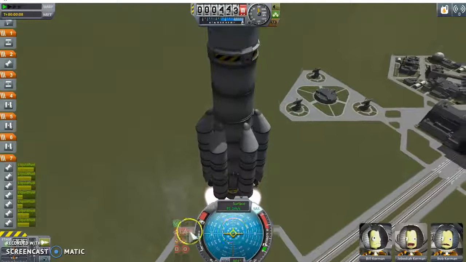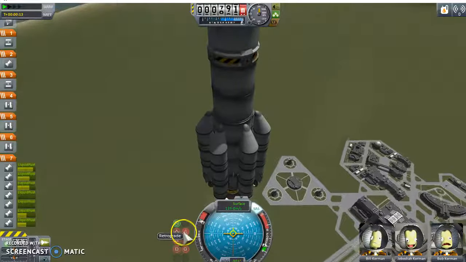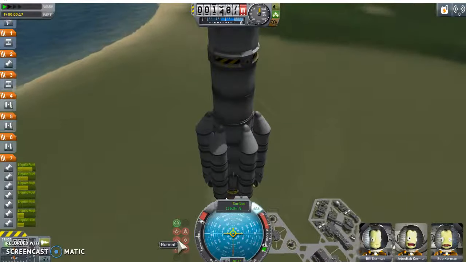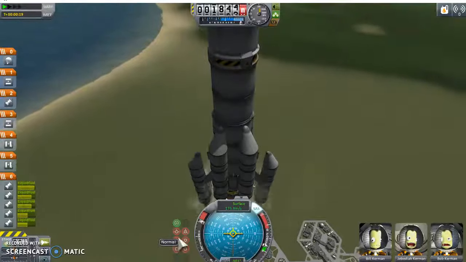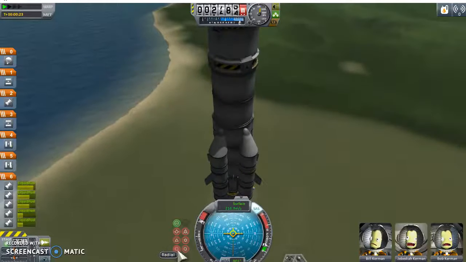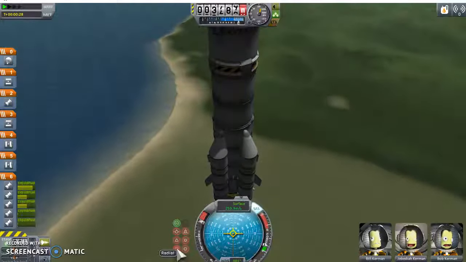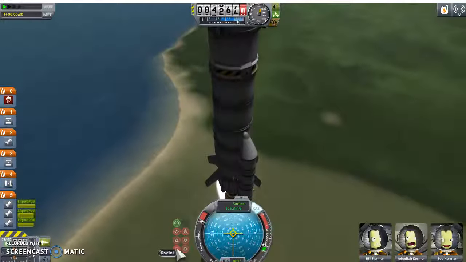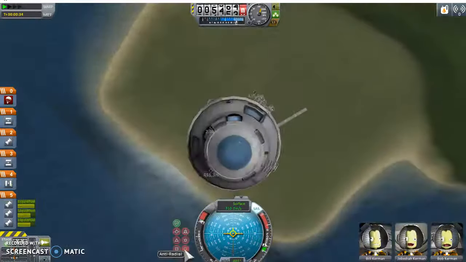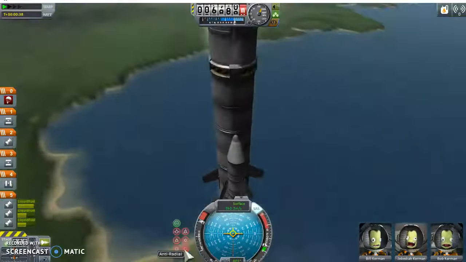I'll tell you what these things are. This is called prograde, direction of movement. Retrograde, the opposite of prograde. Normal is perpendicular or upwards, and antinormal, the opposite. Radial is towards the body you're orbiting, and anti-radial is the opposite, away from the body. So it's very, very cool the way everything works.